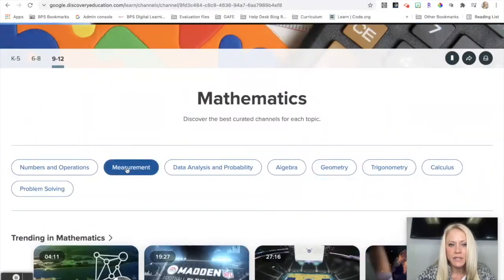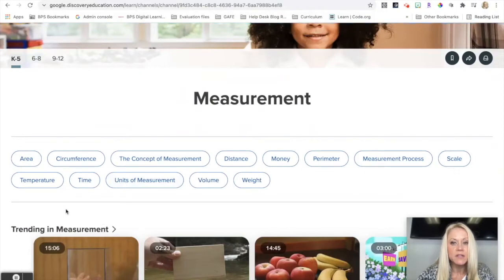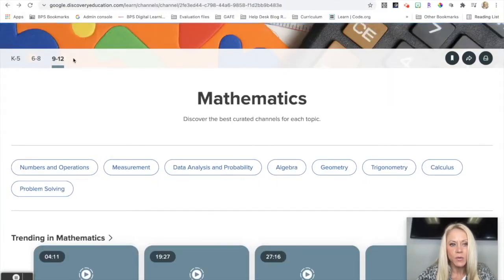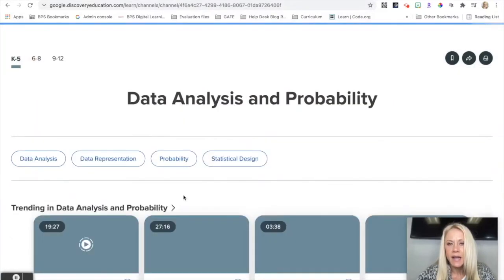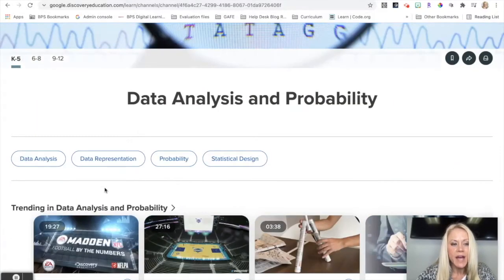We also have measurement, and within there, you can see there's quite a few different subtopics, everything from area and circumference to volume, weight, distance, money, perimeter, measurement process, scale, temperature, time. So quite a few topics in the measurement category. Next, we have data analysis and probability. Within that, we have data analysis, data representation, probability, and statistical design.